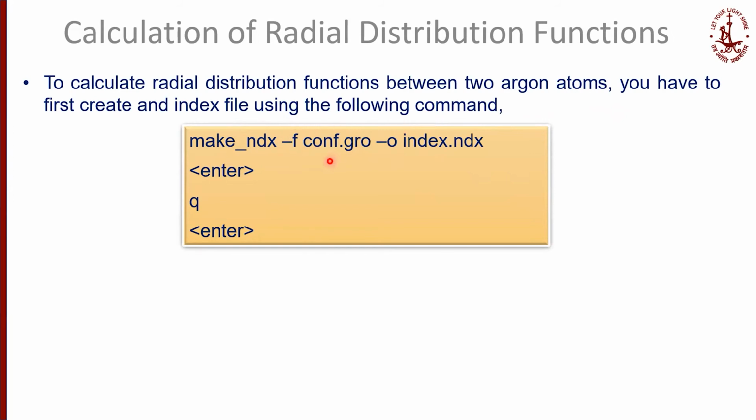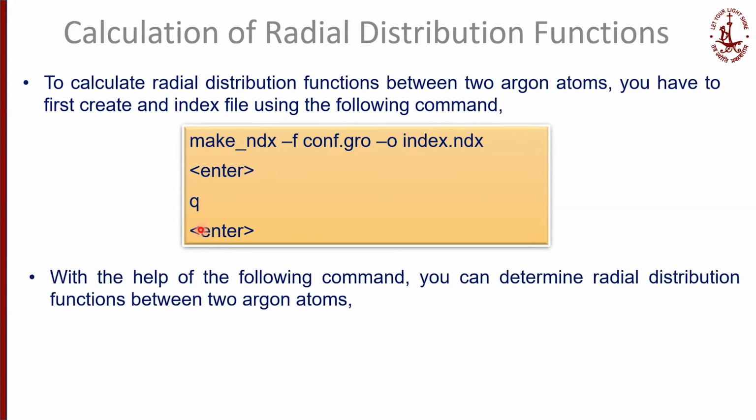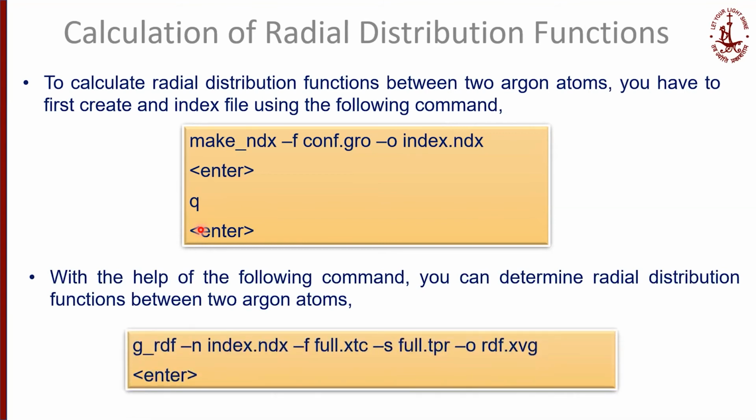So -f conf.gro -o index.ndx. You type enter, then you type Q to save and exit. In order to find out RDF, or radial distribution function, you type g_rdf. If you type -h, it will show you again what input files you need and what output file format you get.